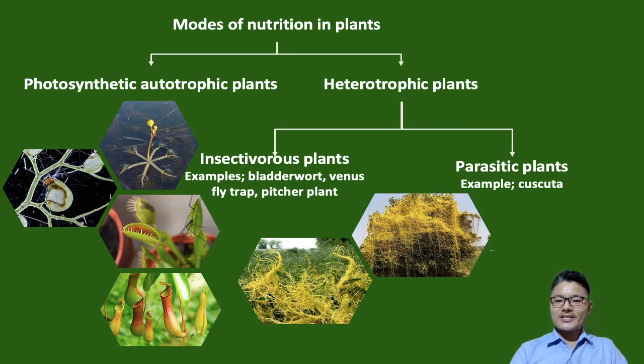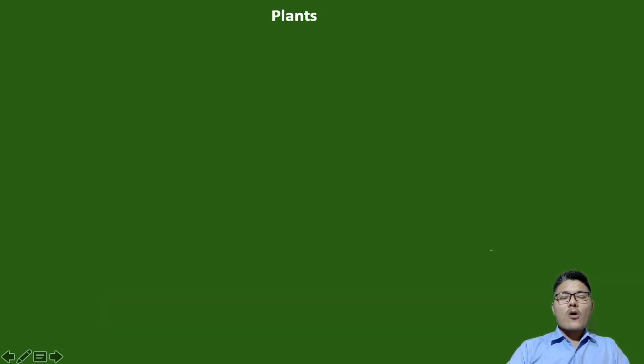Right? So insectivorous plants usually feed on insects, and we also have plants which are parasitic, dependent on a host. So heterotrophic plants are dependent on other living organisms for food. Now, what are the different types of plants? How do we classify all the different diverse plants under different groups?